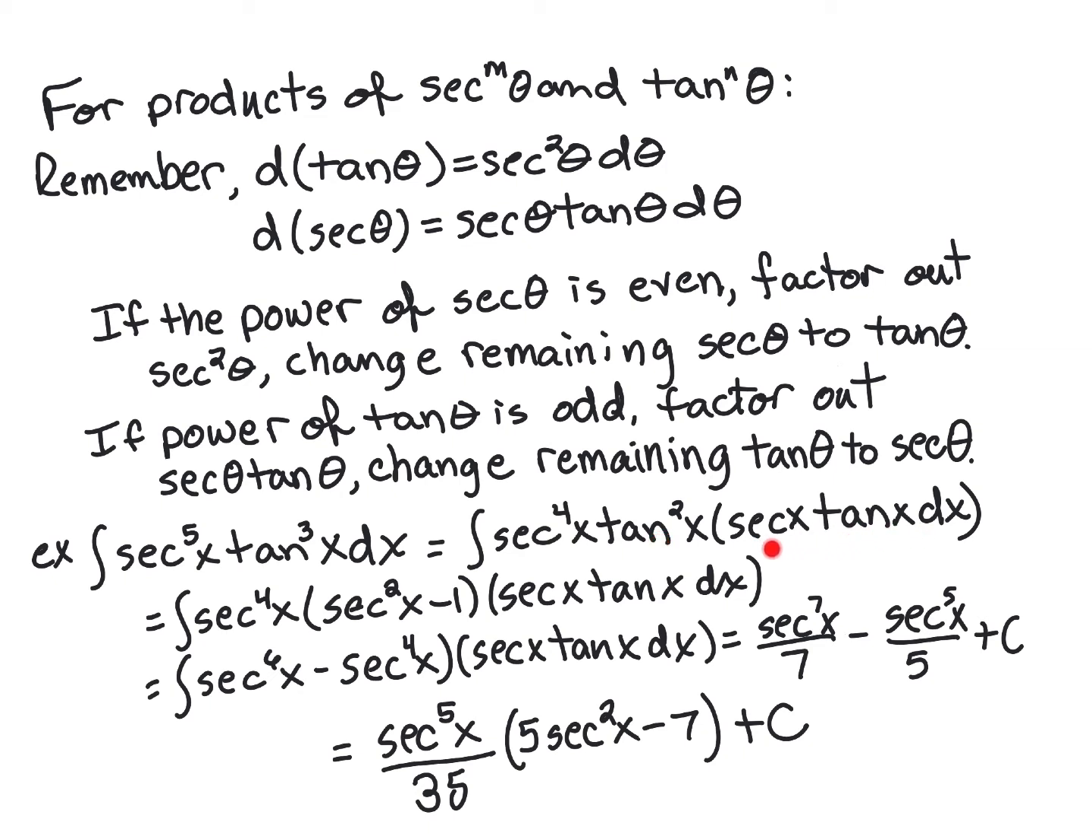Secant tangent is the derivative of the secant, so I want all of this to be in terms of secant. Tangent squared is secant squared minus 1. Pythagorean identity. Plug that in, distribute the secant to the fourth here. I end up with u to the sixth minus u to the fourth. There's my perfect du. So it's just a power rule with respect to the secant function. So I've got secant to the seventh over 7 and secant to the fifth over 5. Common denominator, factor out the lowest power, boom.